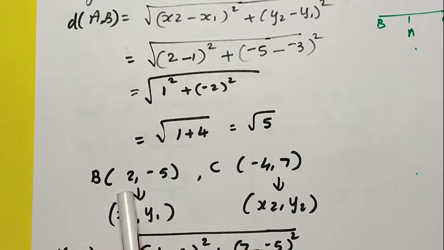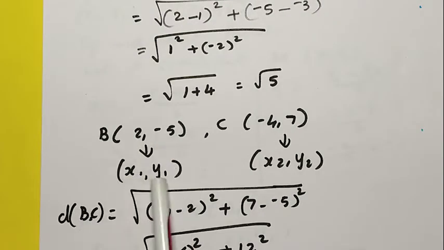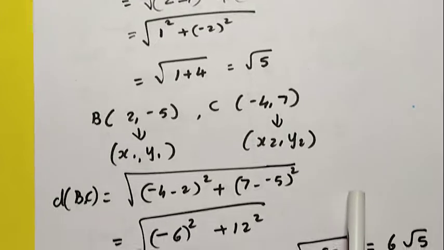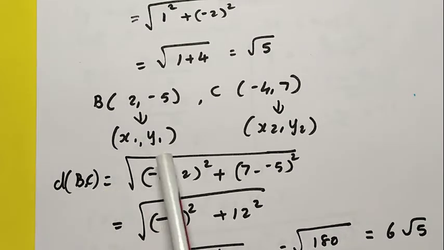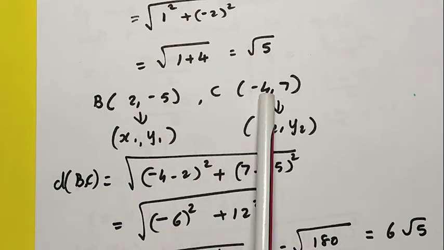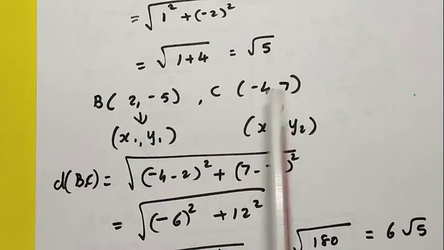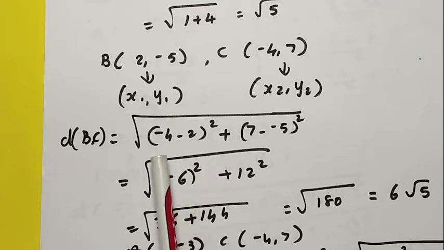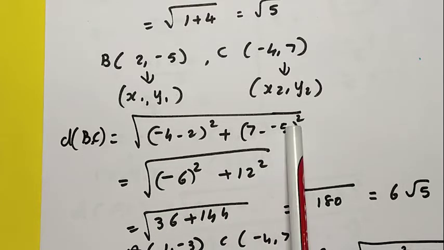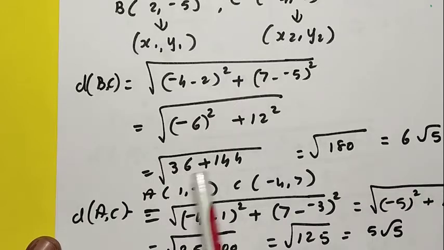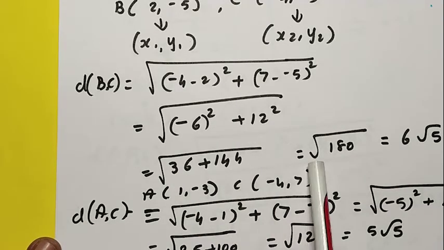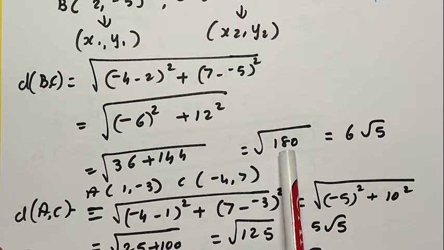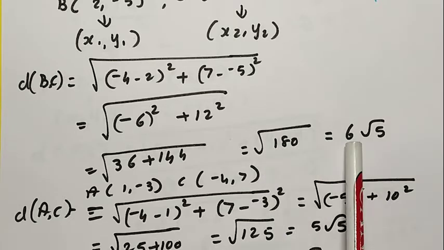B coordinate is given as (2, -5). C coordinate is given as (-4, 7). So we'll take B as (x1, y1) and C as (x2, y2). Therefore, distance between B and C is equal to square root of (x2 minus x1), that is (-4 minus 2) the whole square, plus (7 minus minus 5) the whole square. Minus 4 minus 2 is minus 6, so negative 6 the whole square, plus, minus into minus is plus, so 7 plus 5 is 12 square. So 36 plus 144, which is equal to square root of 180. We can write this as 36 into 5. By splitting this term by factorization, you can write one as a perfect square. So square root of 36 into 5 is equal to 6 root 5.